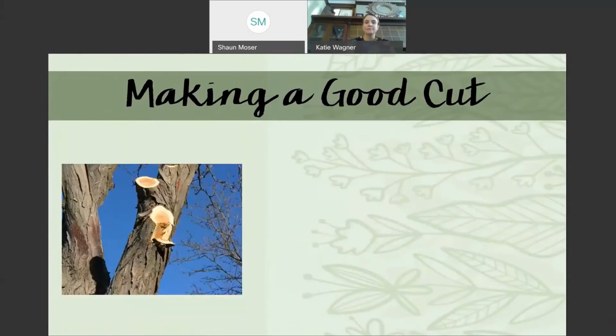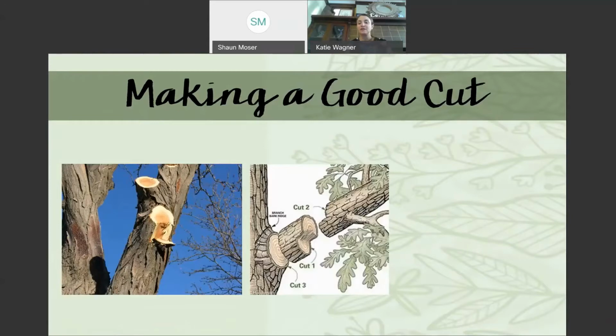Okay, so many of us have seen this before. This is obviously problematic, and what I'm pointing out specifically is that you have that tearing wound in that tree. And so I want to show you, if you are taking off larger branches, how we would recommend doing that. It's something called the 3-cut system.